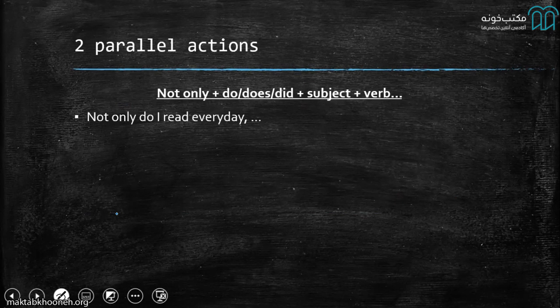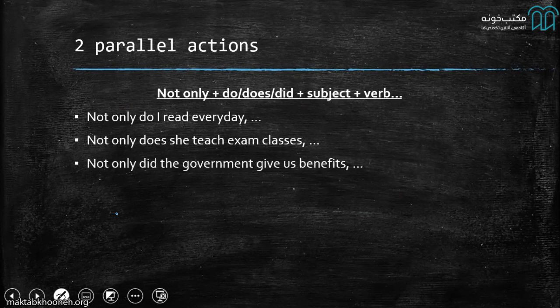Not only do I do something, not only do I play basketball, not only does she, so does would be for subjects like she or he. Not only does she teach exam classes, not only does she do something, not only does the organization organize different events. Not only did, we could also do past, right? Not only did the government give us benefits, not only did he do something, not only did I forget something. So we could use do, does, or did directly after not only, and then we have our subject and verb, as you see here.